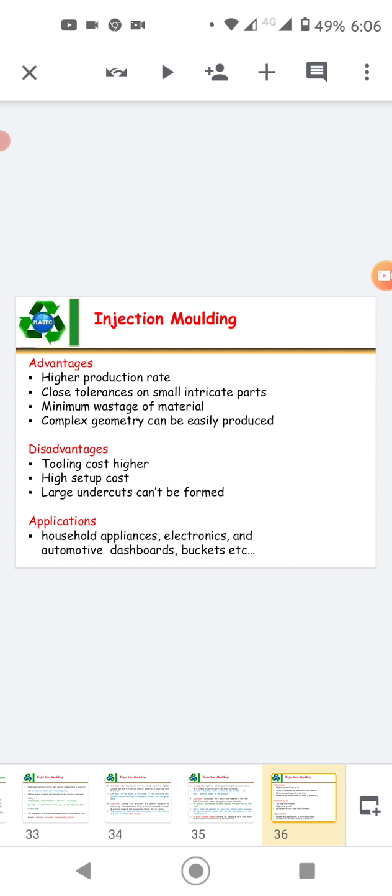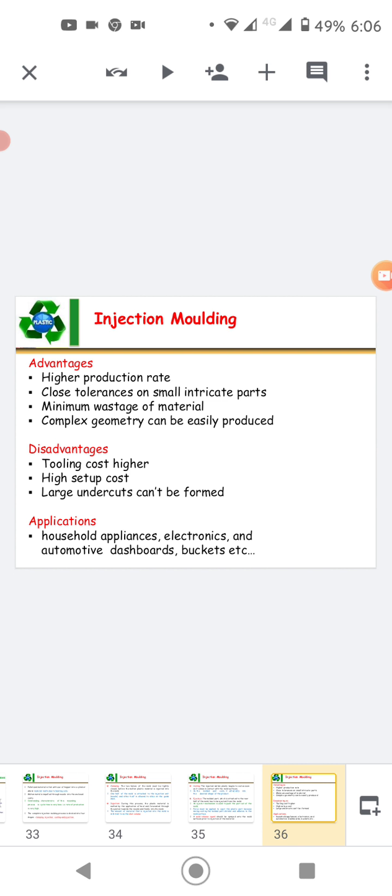Advantages of injection molding: production rate is high and close tolerances on small intricate parts. Minimum wastage of material and complex geometry can be easily produced. Means intricate critical portions of the shapes can be done. And disadvantages of injection molding: tooling cost is high, setup cost is high, and large undercuts can be formed only, and it is not suitable for small undercuts.